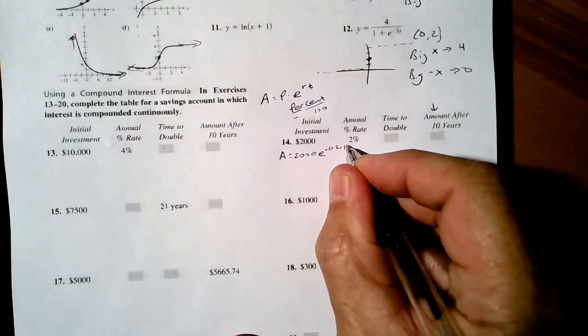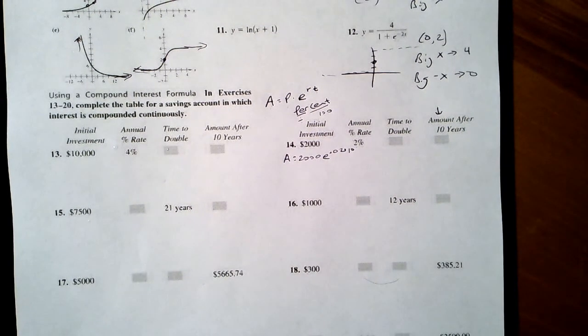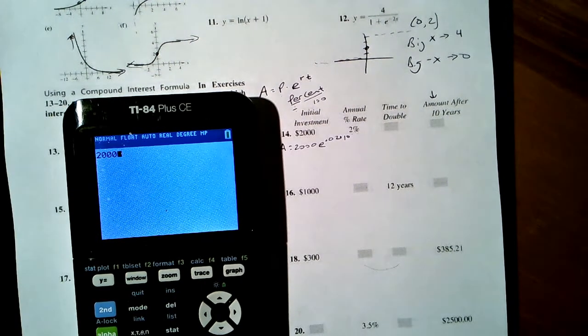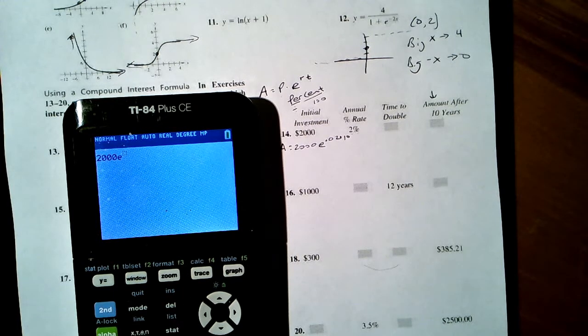how long we're letting it run for that problem. So, oh wow, that's really just straightforward. That's just calculator entry. Clear out my calculator here. So we get 2,000. Second e to that's second ln.